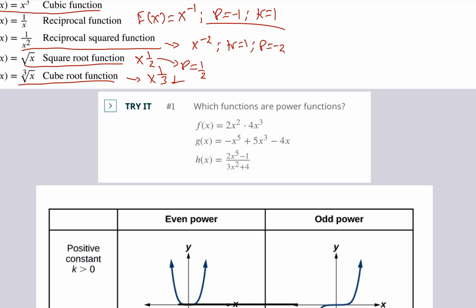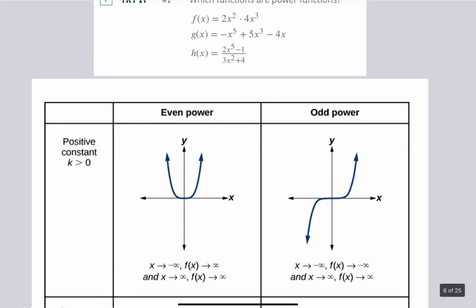Now, what about h of x? Now, let's simplify h of x. This is 2x^5 divided by 3x squared plus 4. And what about -1? Let's write that down. Divided by 3x squared plus 4. Now, this is 2 terms as well, which is definitely not a power function. Now, let's have a look at this.